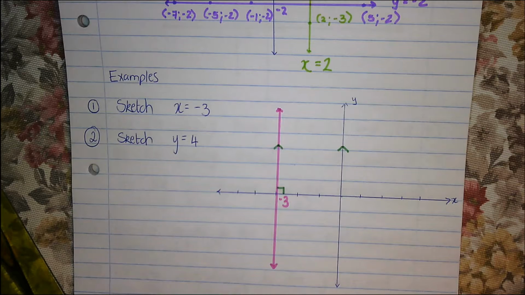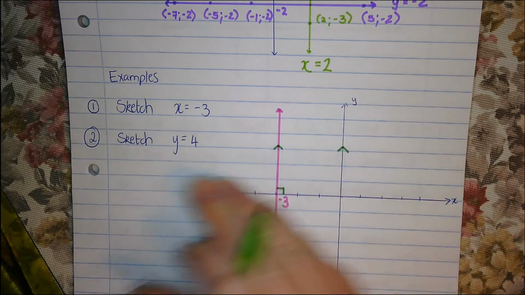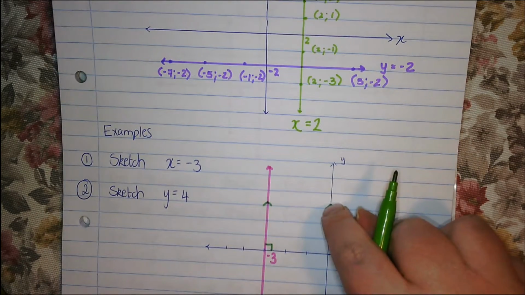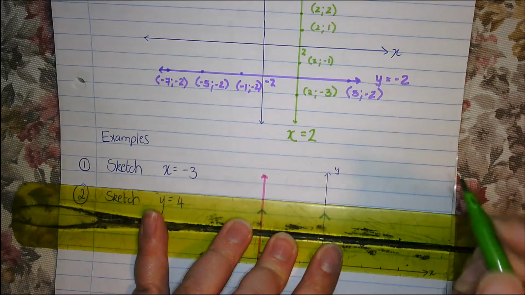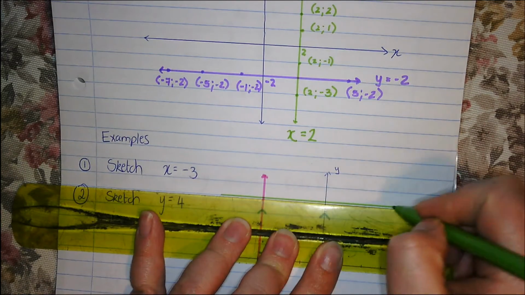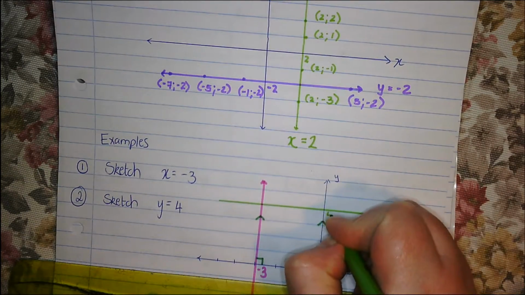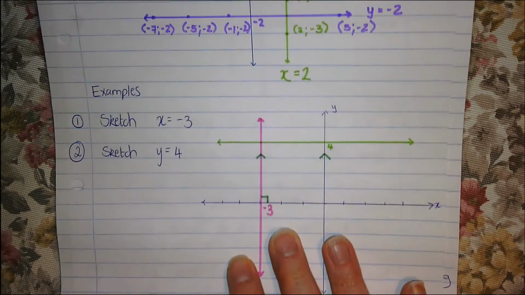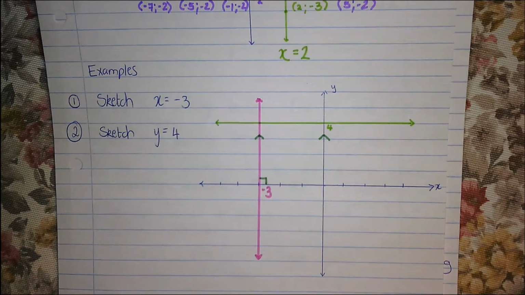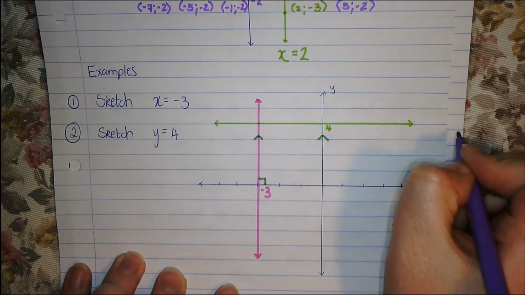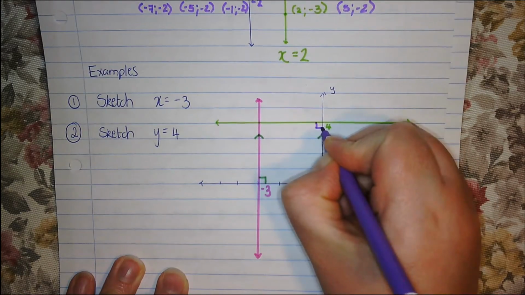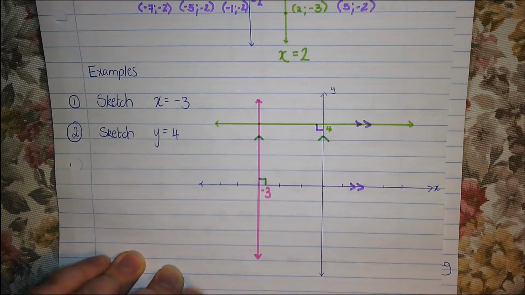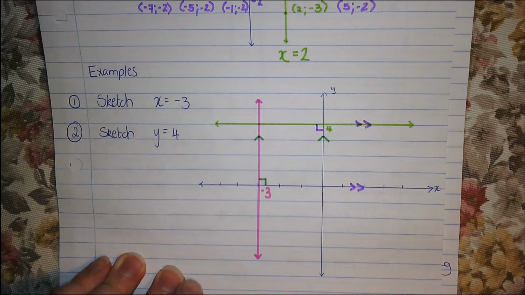Similarly, we're going to sketch y equal to 4. Now y is the one lying down. So we're going to go 1, 2, 3, 4, and it's going to be a horizontal line going through 4 over here. Now you'll also notice that horizontal lines are perpendicular to the y-axis and parallel to the x-axis. Just for future reference.